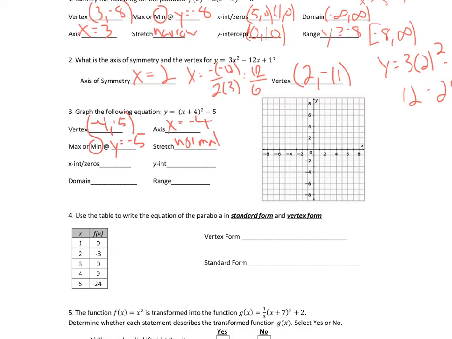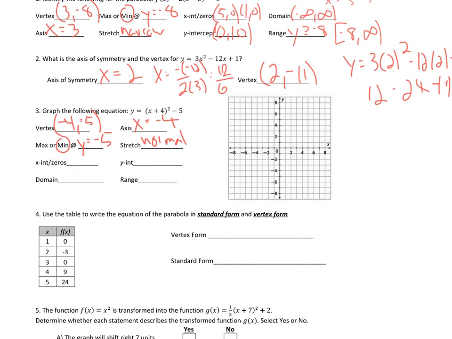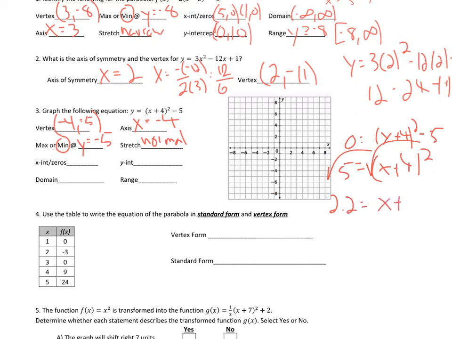And then find our zeros. So I'm going to substitute 0 in for y, and you get x plus 4 squared minus 5. Add that 5 over, and you get 5 equals x plus 4 squared. Take the square root, and then the square root of 5, since we actually want to know these points, you plug into a calculator. And so the square root of 5 is 2.2, and that equals x plus 4. Don't forget plus or minus.